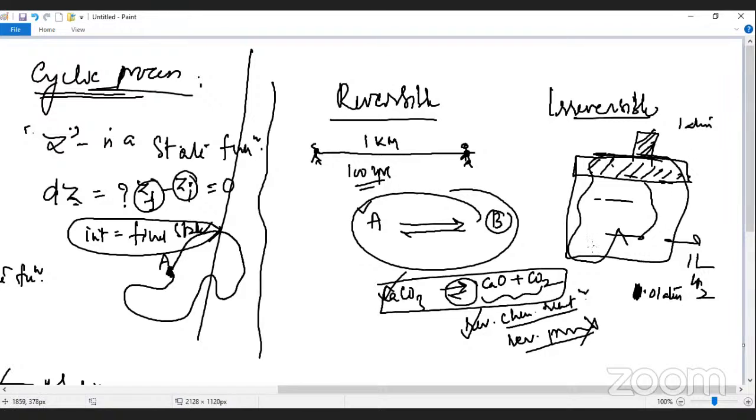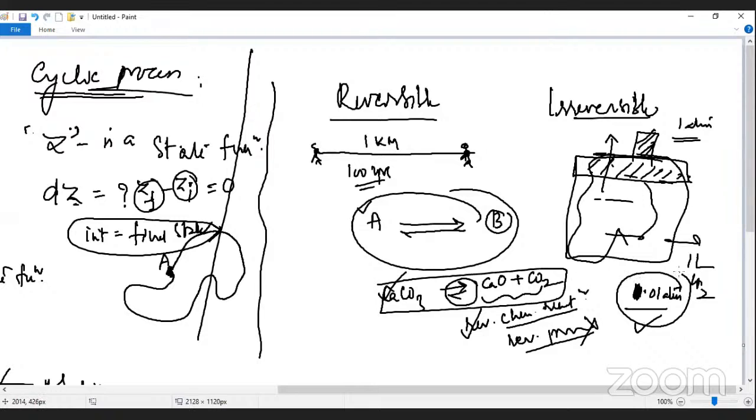Very clearly, there is a difference between the pressures. The pressure inside the system is slightly higher than the pressure outside the system, correct? Because of that pressure difference, definitely the piston will be pushed in the upward direction, correct?